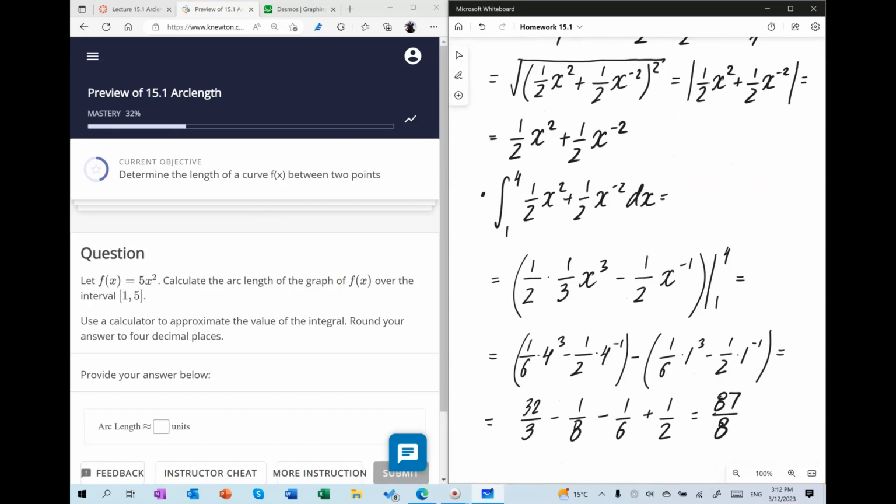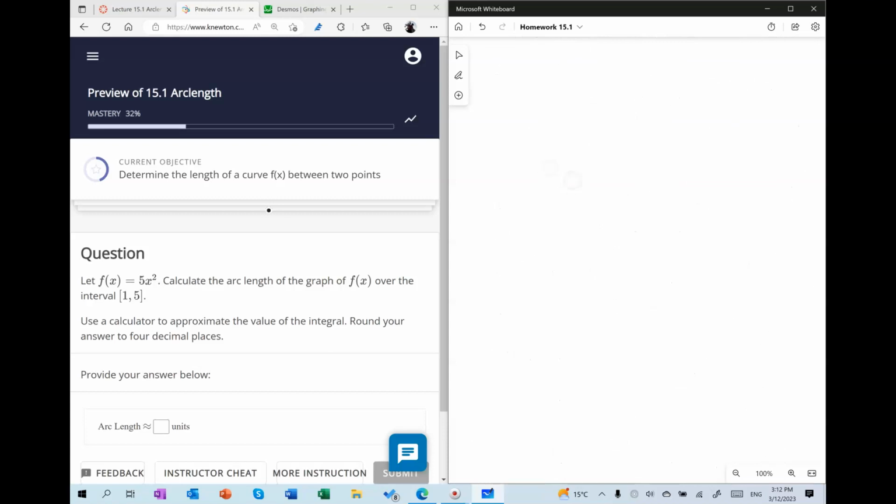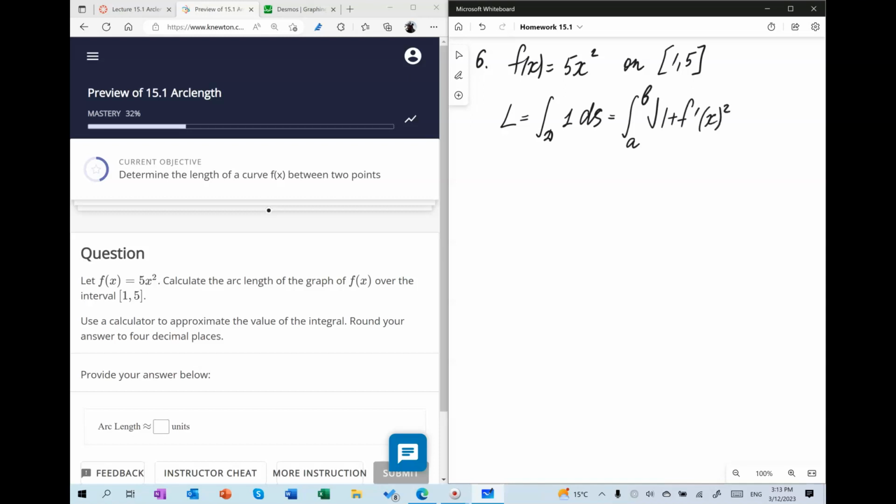This was number 5. We have f of x equals 5x squared on 1/5. And it says use a calculator, so that's good. That means we don't have to integrate it by hand, but we still have to set it up. So to set it up, we're going to use this universal formula. Because of how the problem is given, we're going to be setting it up like this. That is, we're going to interpret ds this way.